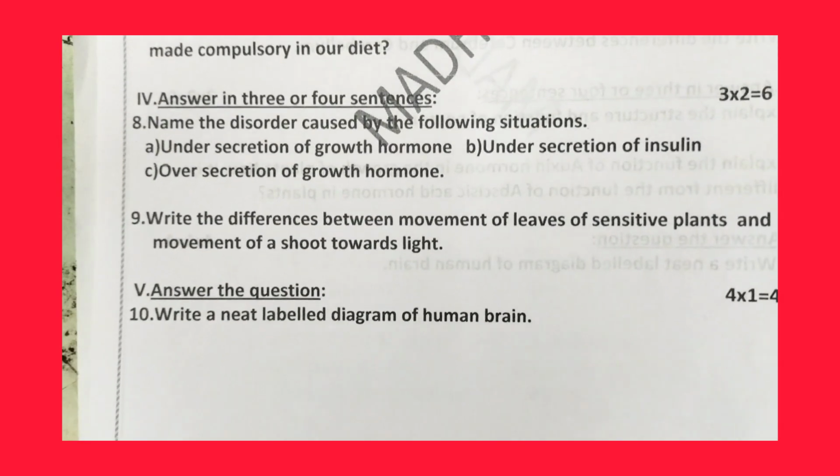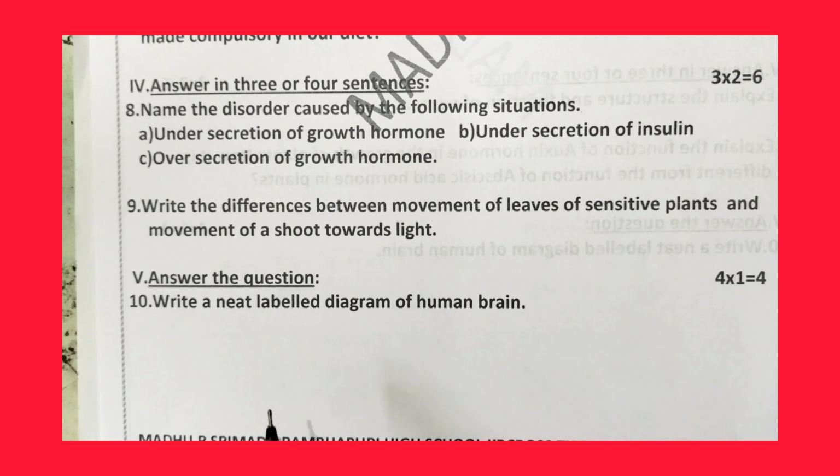Now let us move for the last question of this paper. Write a neat labelled diagram of the human brain. So by this we have successfully answered all the questions of paper 4.